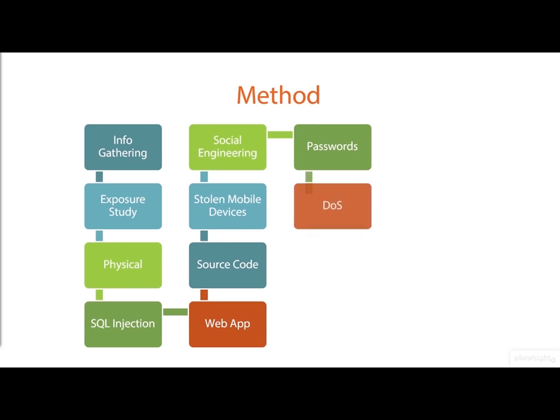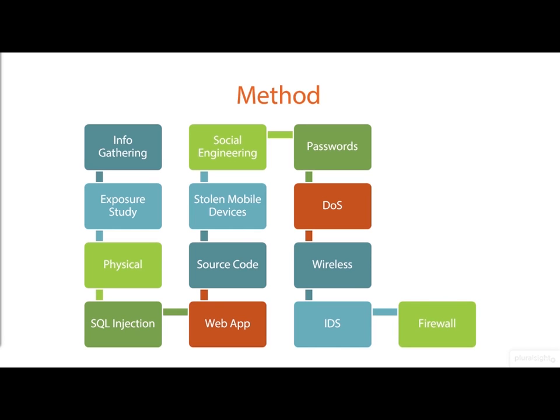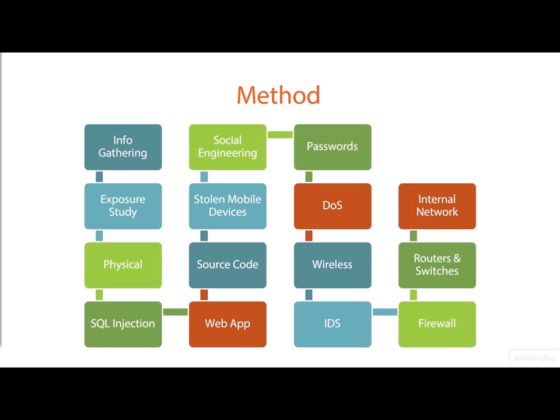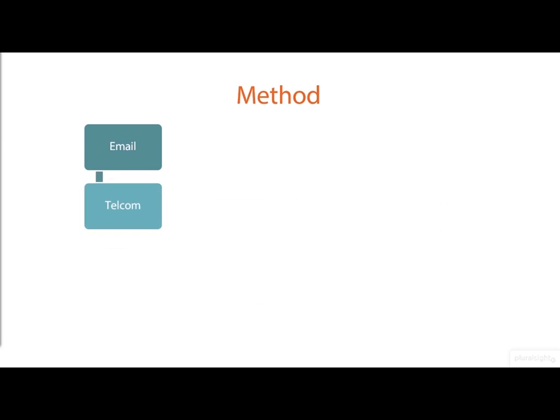Passwords, way of testing our passwords. Denial of service attacks. We're going to also be testing wireless connectivity. Yes, you will test and make sure your IDS systems are working as expected. We'll be also looking at firewalls, as well as routers and switches. We've talked about those. The internal network versus the external network. Again, what's visible? We'll also look at email, telecom, different ways of communicating. What is exposed or what is possible through those channels?